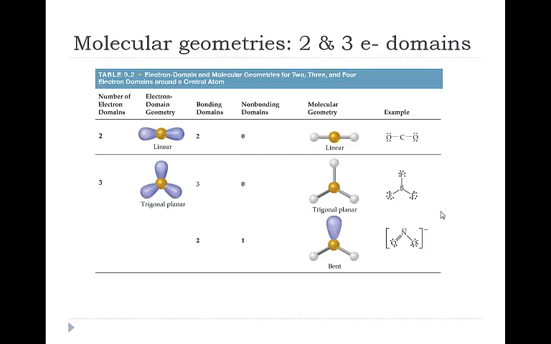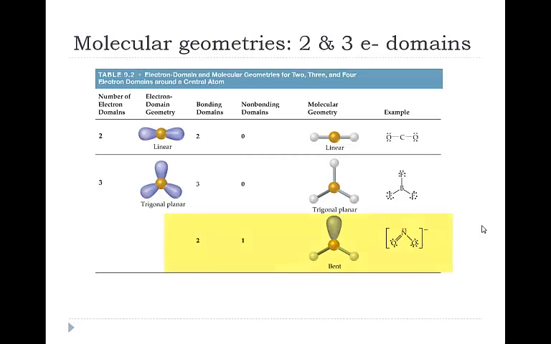So here are molecular geometries. Now if we have two electron domains, they're all bonding, or non-bonding, so the geometry is linear and the angle is 180 degrees. If we have three electron domains and they're all bonding, then what we have is a trigonal planar geometry, shown here, and the bond angle is 120 degrees.